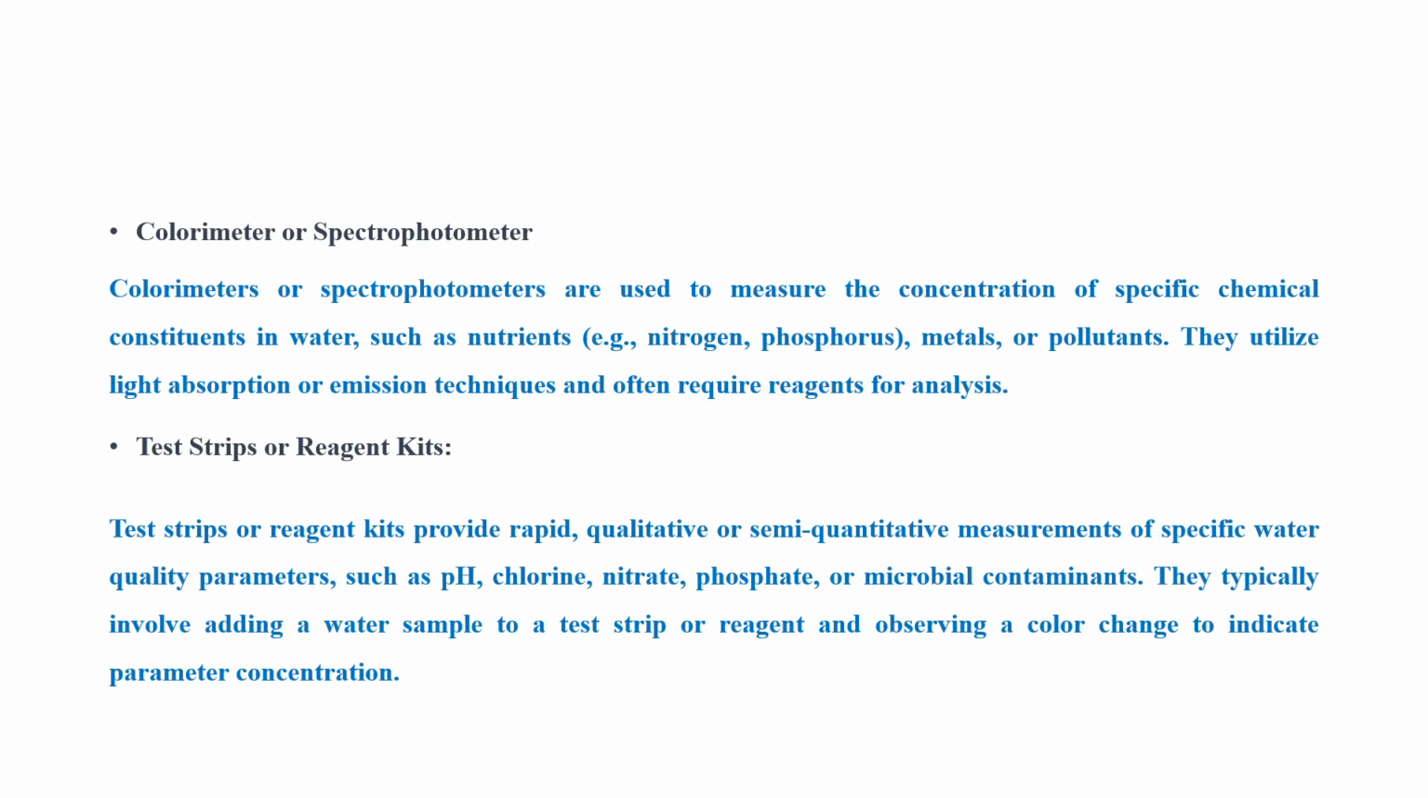Okay, next one is the spectrophotometer or colorimeter. With it we see the concentration of specific chemical constituents, for example nitrogen and phosphorus. When you consider eutrophication and everything else, this is very essential. But to what extent? Enriching nutrients is also a problem, so you have to see that. Then there are test strips or reagent kits, which provide rapid qualitative or semi-quantitative measures of specific water parameters like pH, chlorine, nitrate or phosphate. This also you have to consider.